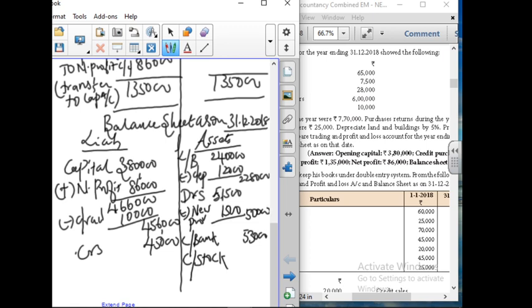Next, at last we'll write the closing stock. Closing stock amounted to 1,70,000. Let us check the problem whether we have written everything. Capital 3,80,000. Net profit 86,000. Your total comes around 4,66,000. Your drawings 10,000. So 4,56,000. Creditors is 45,000. Next, land and buildings 2,40,000.